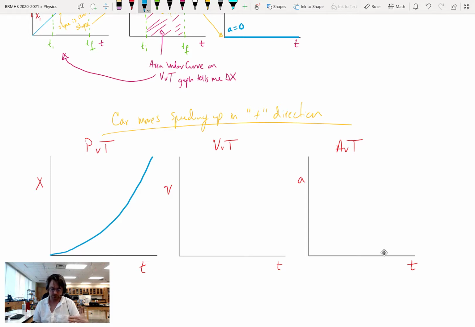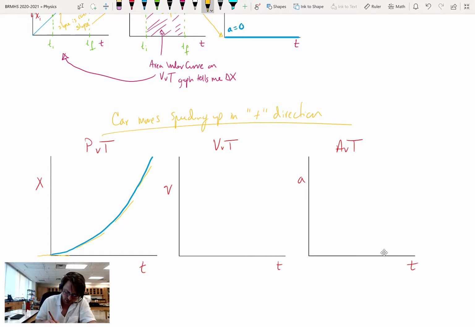Remember that my slope on the position versus time graph is the velocity. So my slope starts out at 0, and then it is getting steeper. That means I am speeding up. It could be steeper like this or steeper like that. It's getting away from 0, either positively or negatively, and that's going to tell me the value of the velocity.